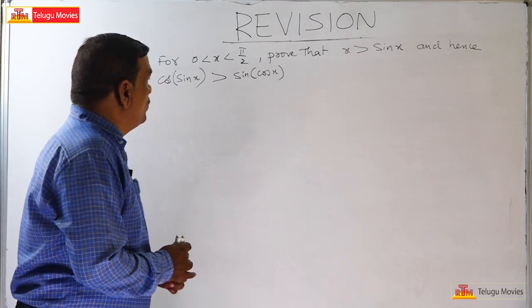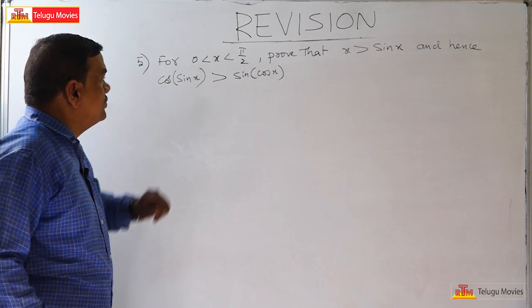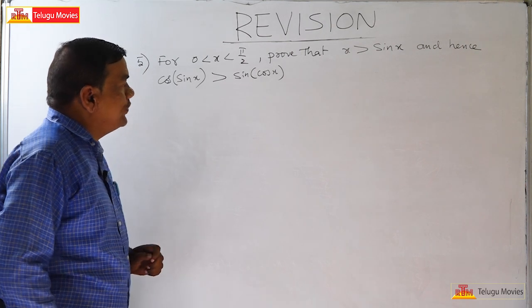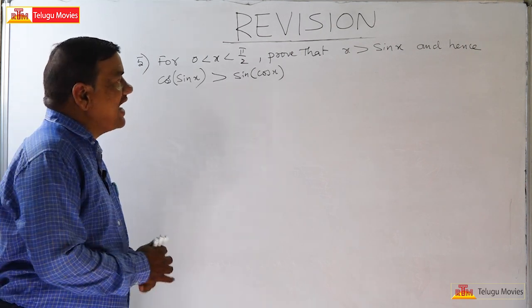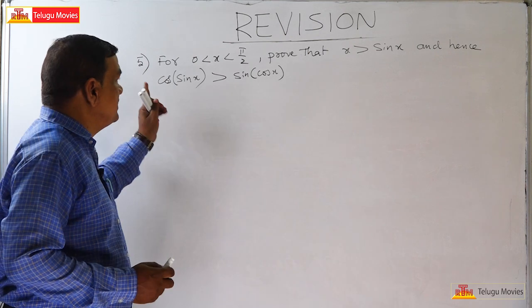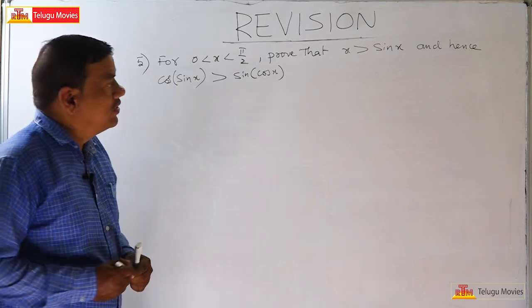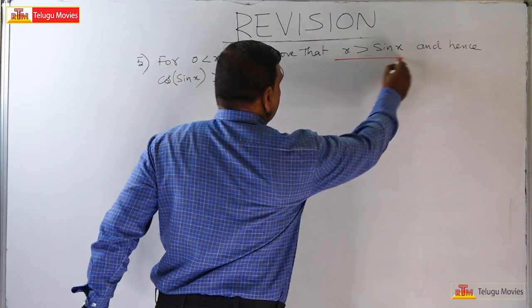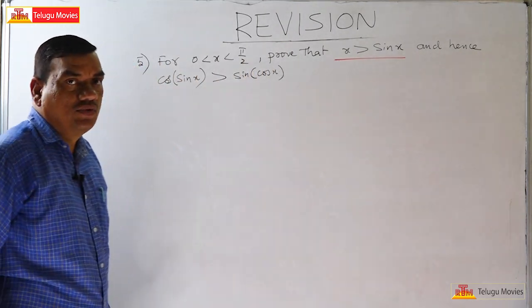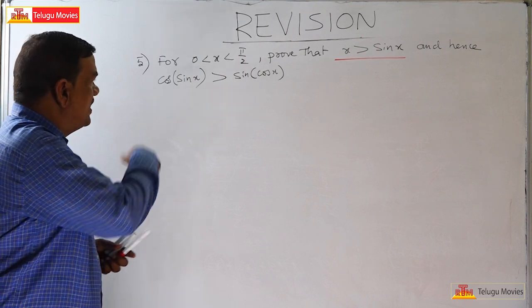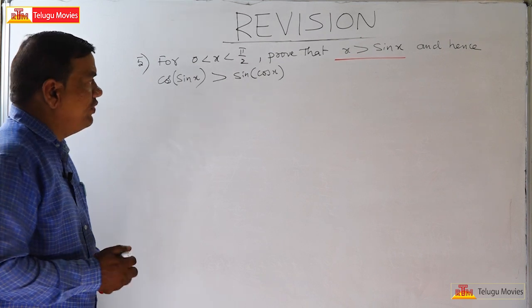Hi students, welcome to this problem. For 0 less than x less than pi by 2, prove that x is greater than sine x. And hence, cos of sine x is greater than sine of cos x. Okay. So, first let us concentrate on this x greater than sine x. Let us prove that. Then afterwards, automatically, the second thing will be proved.